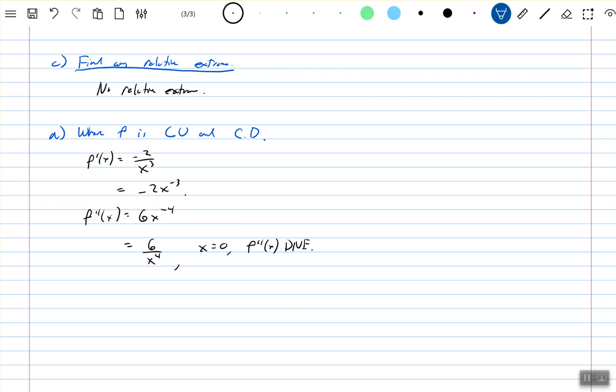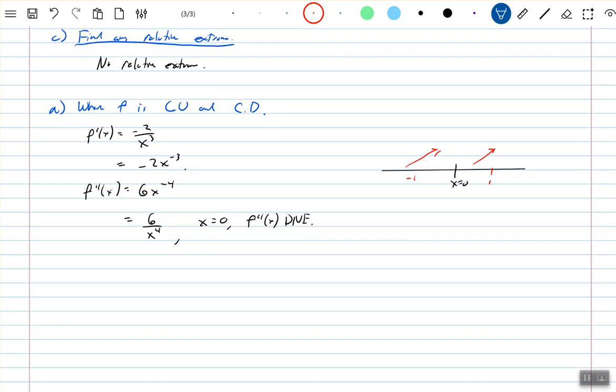So now let's pull up our little chart. Plot x equal to 0. Pull out our test values. Let's pull out negative 1 and 1 again. And we test our second derivative. So notice we put negative 1 into our second derivative. That's going to be positive. Plug 1 into our second derivative. That's also going to be positive. What do you know? We have positive concavity everywhere except x equal to 0.